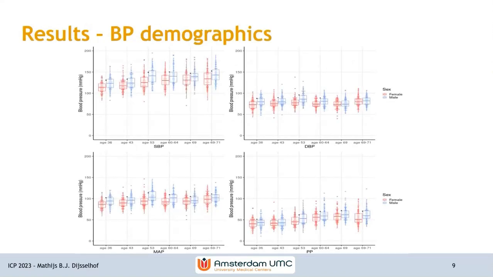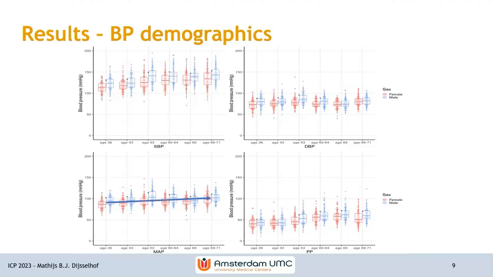So before we jump into the results, I just want to show you a little bit of the blood pressure demographics. So on the top left, we see systolic blood pressure with a slight increase in aging, and all the differences between males and females were significant. Diastolic blood pressure shows only a very slight increase over time, and we found that at the later ages there actually wasn't a significant difference between males and females.